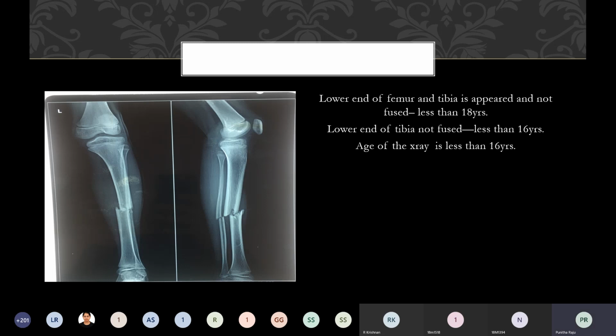Even this is the same X-ray, but here you can also see the ankle joint, the lower end of tibia and fibula. You know the ankle joint fuses at the age of 16 to 17, while the knee joint fuses at 18 to 19. Here you can see a small gap at the lower end between the tibia and the fibula, so it is not fused. That is the reason, instead of mentioning less than 18 years, we have mentioned less than 16 years, because the lower end of the tibia and fibula is not fused.